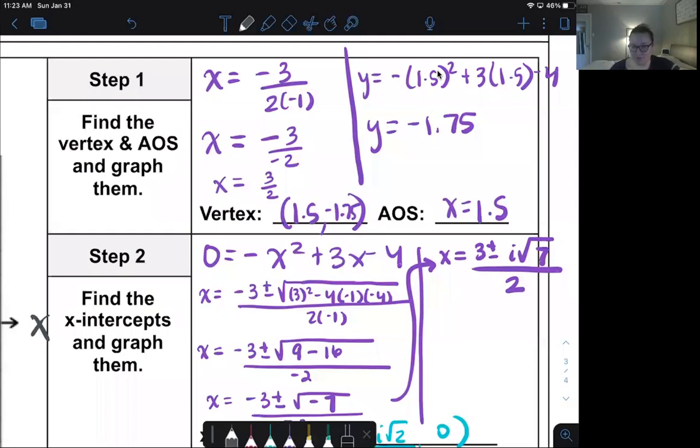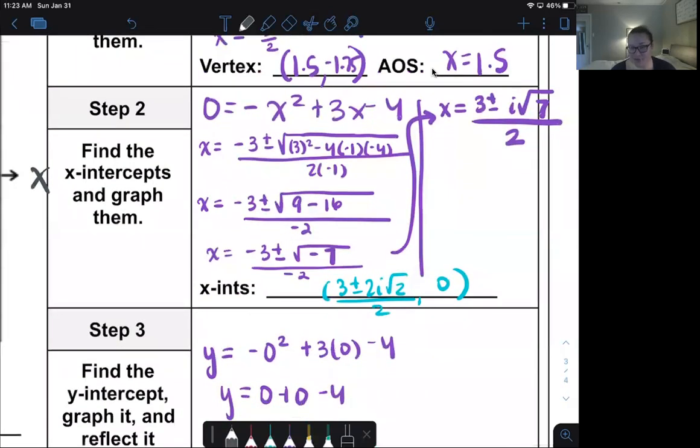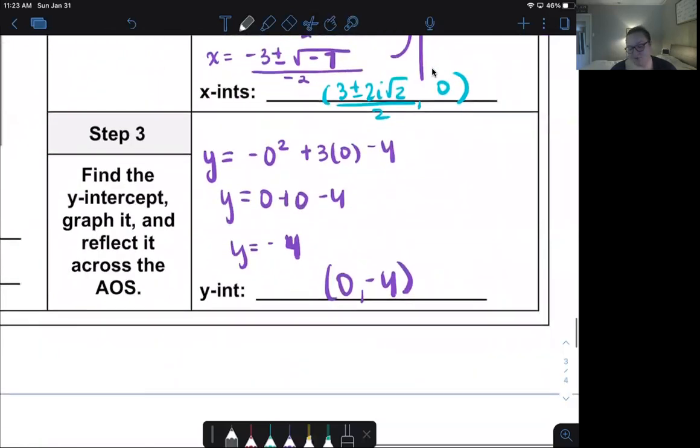All right, let's check your work. So for step 1, I found that my vertex is (1.5, -1.75), and my axis of symmetry is x equals 1.5. For step 2, I found imaginary zeros, so I know I'm not going to be graphing them on my real number plane. For step 3, I found my y-intercept as (0, -4).